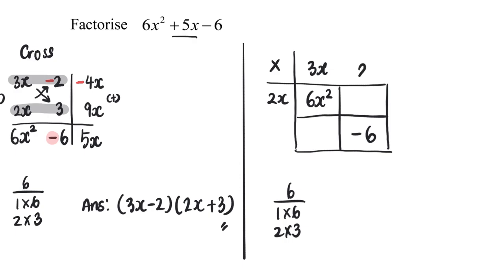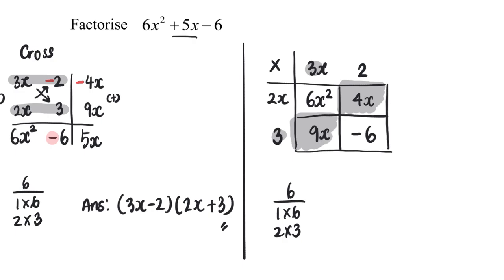Now, if I put 2 here, this will give me 4x. 2 times 2x will give me my 4x. So I will have a 3 here. And so here will be 9x, because 3 times 3.